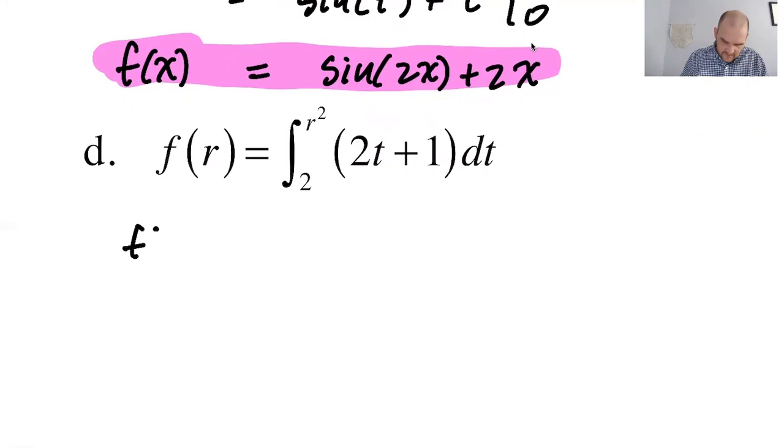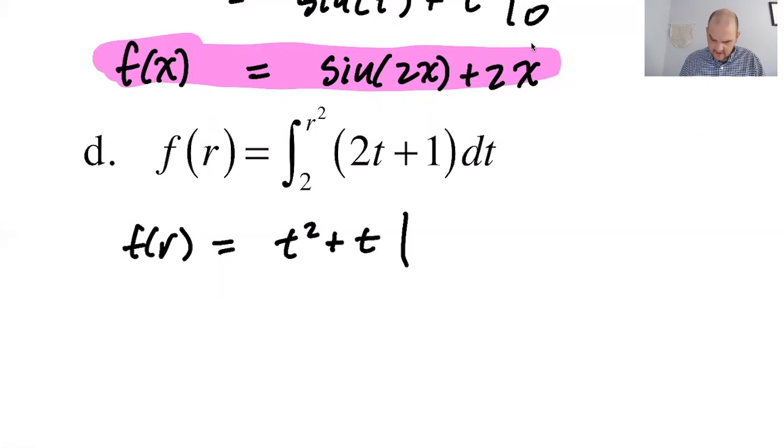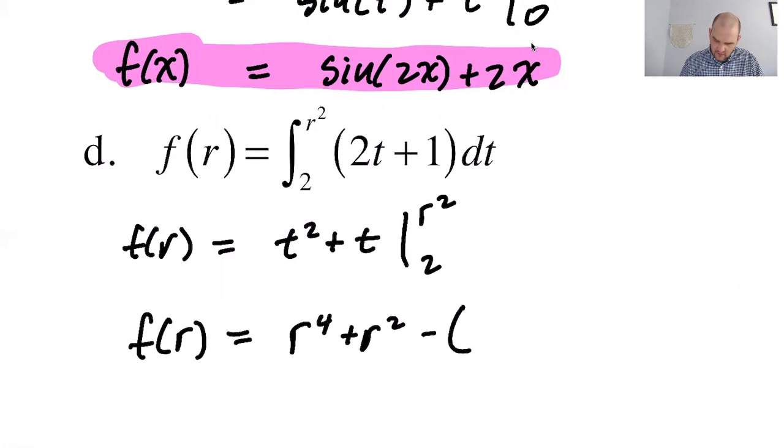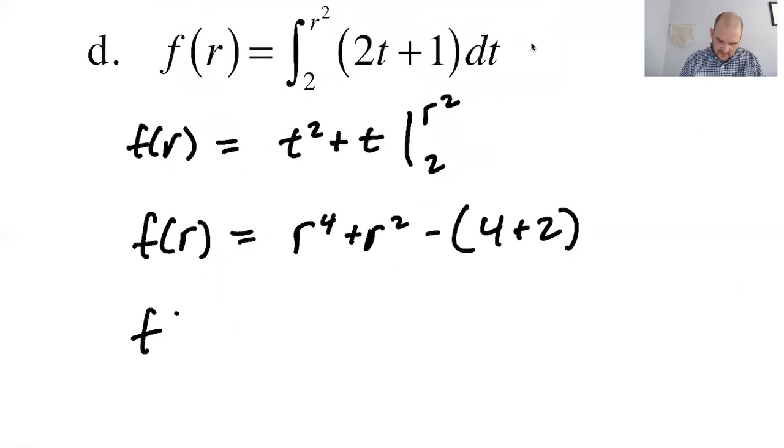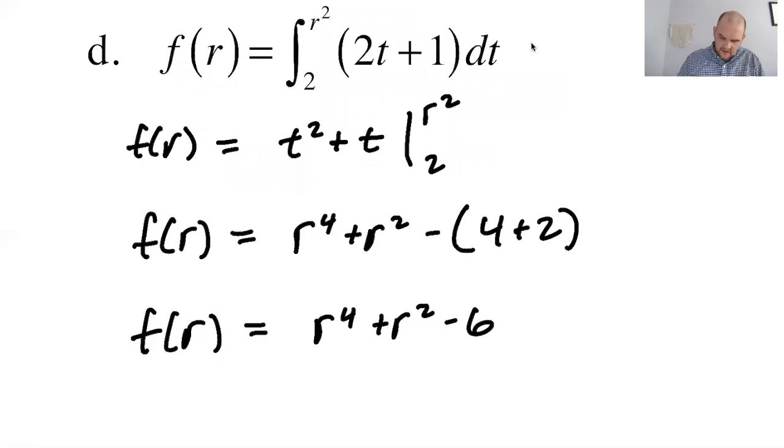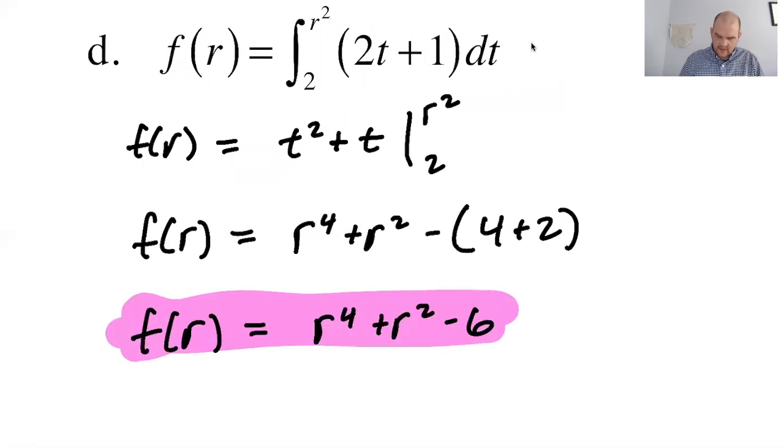All right, so let's see. F of r. So we'll integrate and get 2t plus t, sorry, t squared plus t. And then t goes from 2 to r squared. So f of r is going to be, all right, so we plug in r squared and we get r to the 4th plus r squared minus the quantity 4 plus 2. Then we clean this up and we say that f of r is r to the 4th plus r squared minus 6. Okay, that, I believe, is our answer to that.